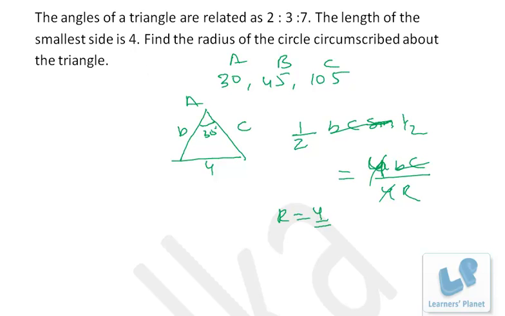Okay. So just by knowing the formula that S is equal to ABC by 4R and S is equal to half BC sine A, both of them are area of this triangle, right? So that this problem can be solved very easily. I hope you are clear.